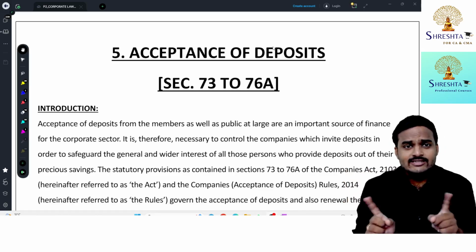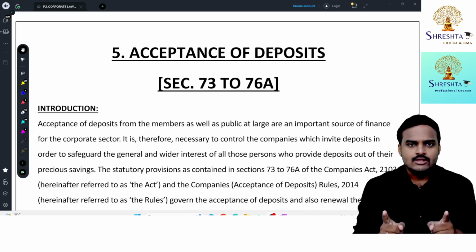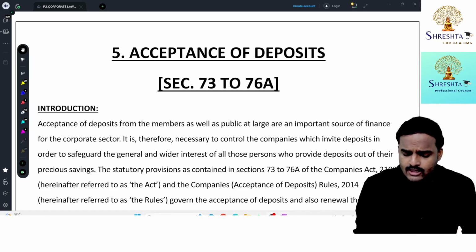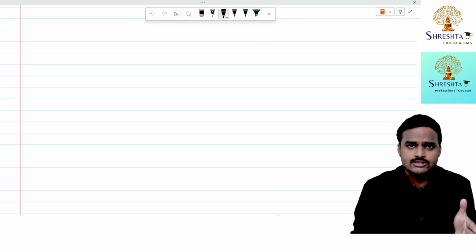So don't neglect this chapter. Understood? Tricky chapter but scoring chapter. So follow me carefully, pay your attention. Okay, before I start the new chapter in this lecture, let's revise the section numbers of the share capital and debentures chapter.